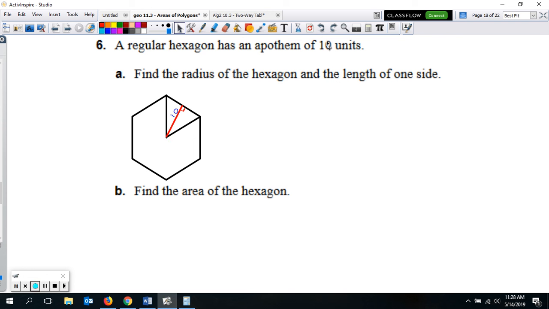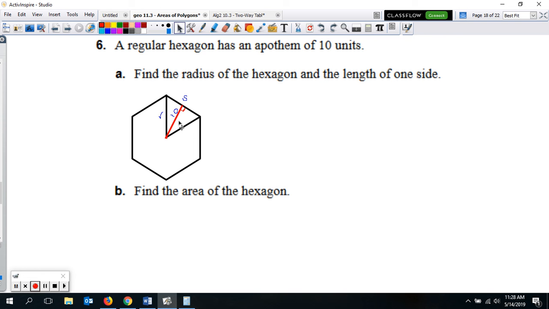But what we're trying to find is the radius. So we're trying to find what one of these radii is going to be here. And we're also trying to find the length of a side, our side length here. So we're trying to figure that out as well. So we're still going to use the right triangle. This does create 2 right triangles for us here.